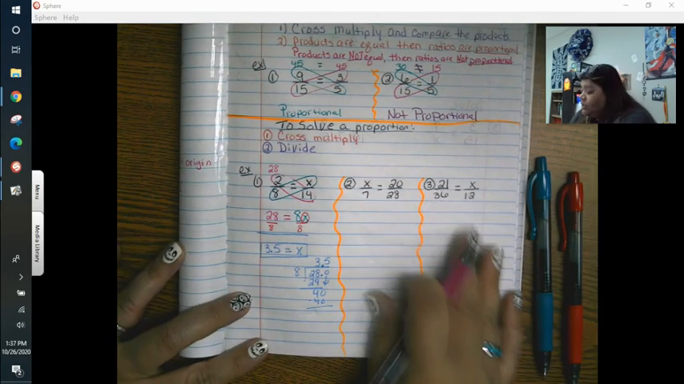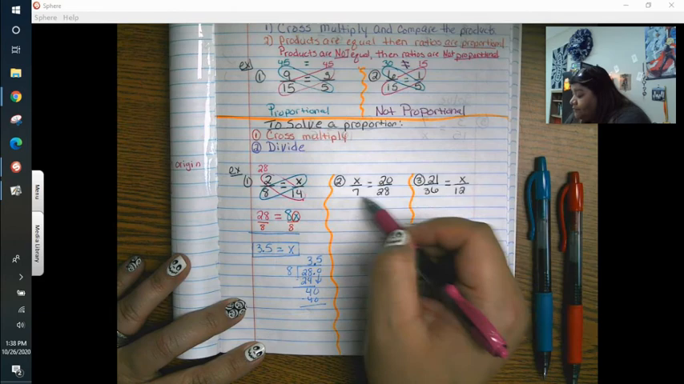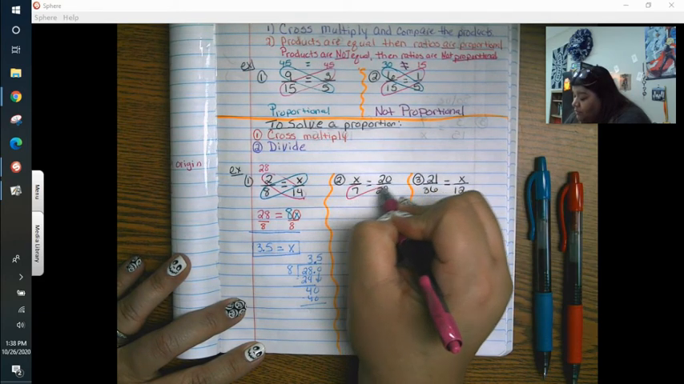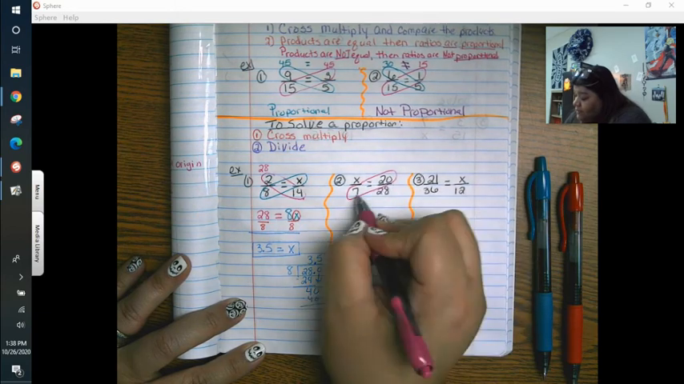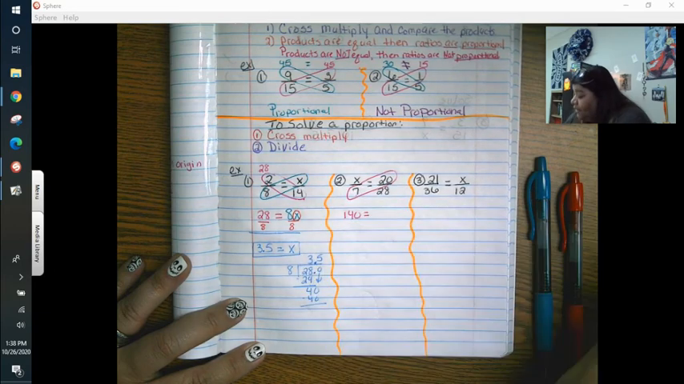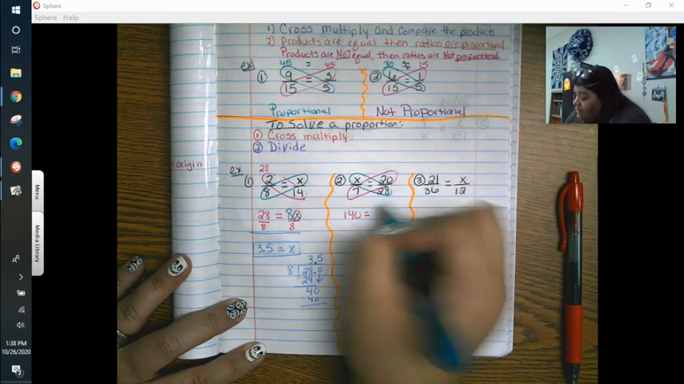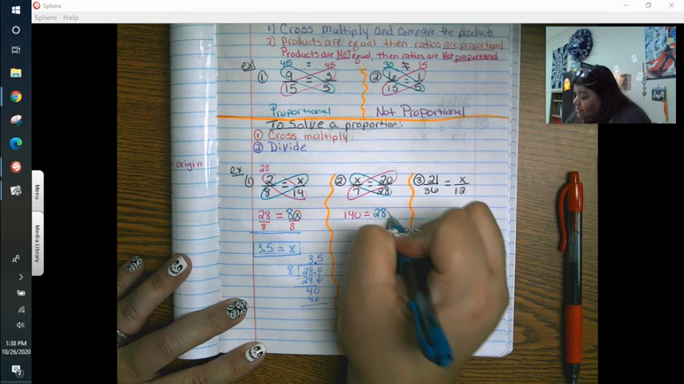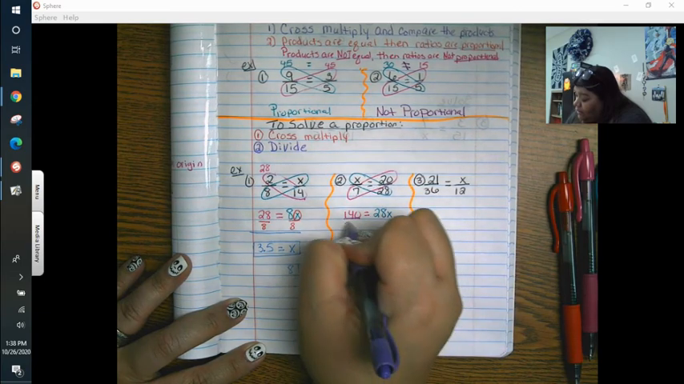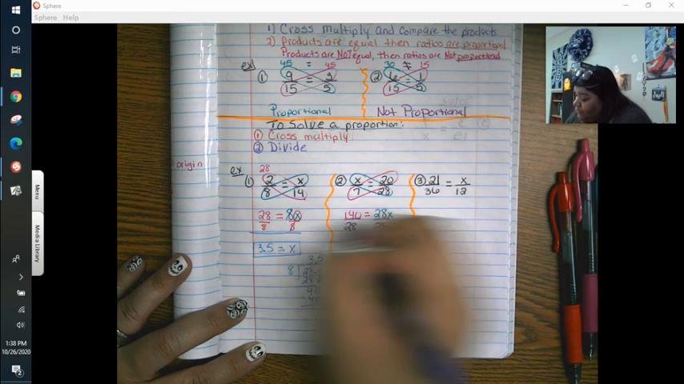Let's try it again to make sure you understand, all right? So over here, I see 7 and 20 are two numbers, so I'm going to go ahead and multiply those two numbers here. So 7 times 20 is 140. And we go the other way. 28x. Okay, so you're going to end up multiplying the 140 by the 28. Okay, oh, I forgot those cancel.